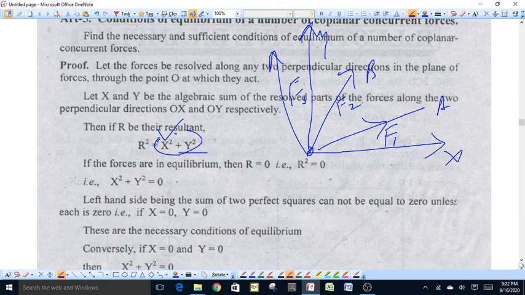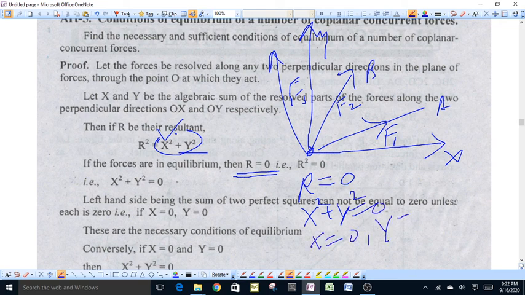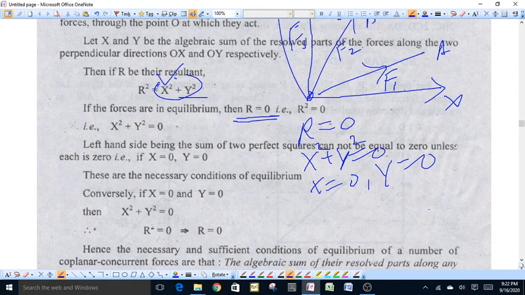If this system of forces is in equilibrium, then the resultant must be equal to 0. This means R is equal to 0, meaning X square plus Y square is equal to 0, meaning capital X is equal to 0 and capital Y is equal to 0. Any number of forces which are concurrent and coplanar will be in equilibrium whenever the algebraic sum of the x components of all the given forces is equal to 0 and the algebraic sum of all the y components of the given forces is equal to 0. That is, capital X is equal to 0 and capital Y is equal to 0.